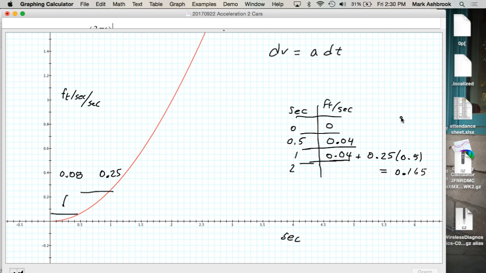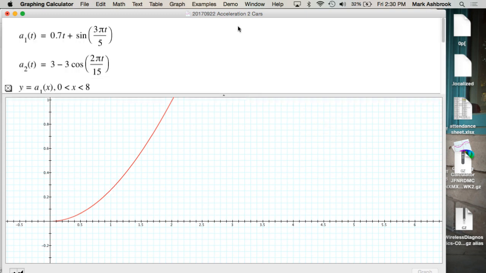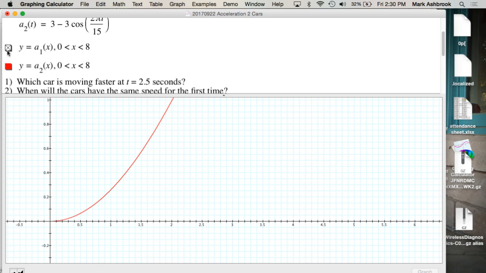Other questions? Okay, so I actually have two cars. No, we're done estimating, okay? We're done with estimating.